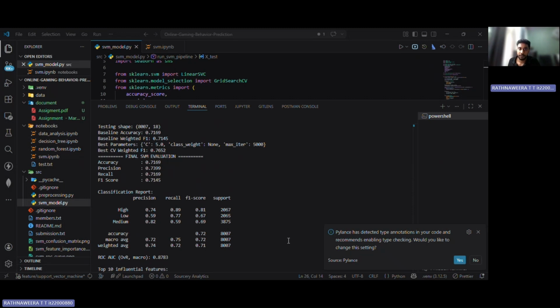Precision is how many high predictions are actually correct. Recall is how many of the real high cases are actually caught. The F1 score is the balance between those two.